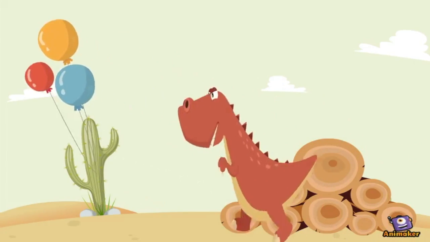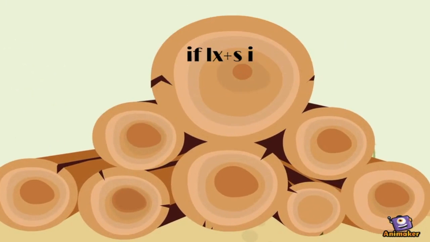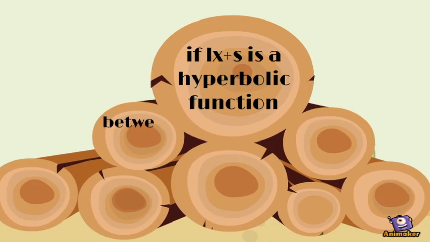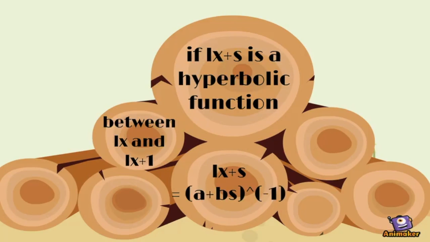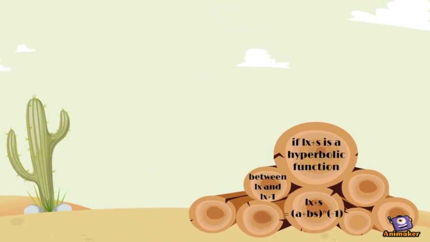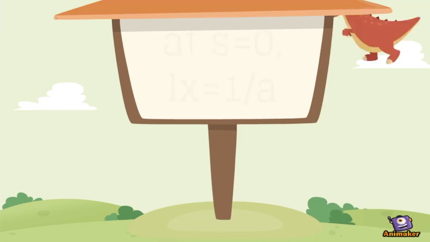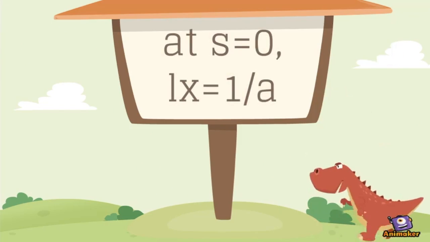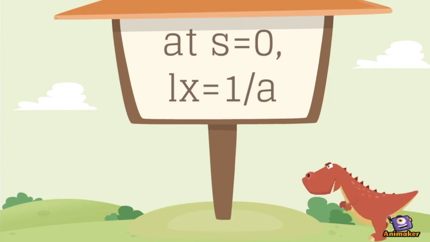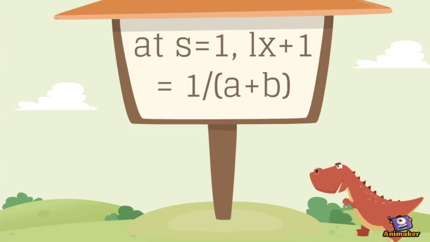We take a look at hyperbolic form for Lx plus s. If Lx plus s is a hyperbolic function between Lx and Lx plus 1, then 1 over Lx plus s is equal to a plus bs. To provide continuity for Lx plus s, we require at s equals 0 that Lx equals 1 over a, and at s equals 1, Lx plus 1 equals 1 over a plus b.